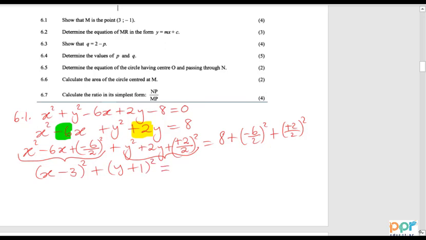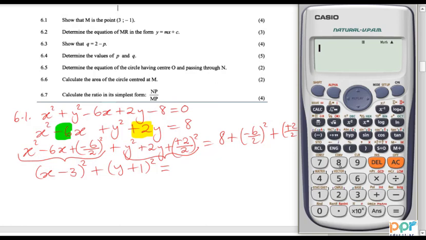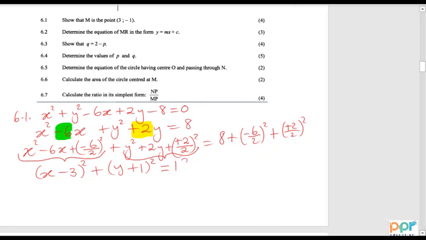Then you need to punch in the calculator: minus 6 all divided by 2 all squared plus 2 over 2, 1 squared, which is 1, so 18. So I've got 18.